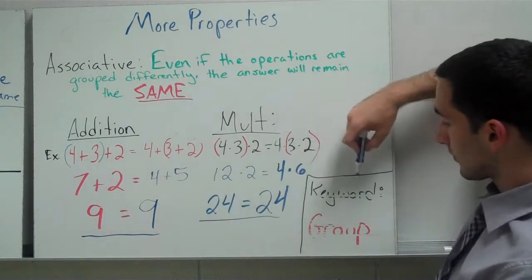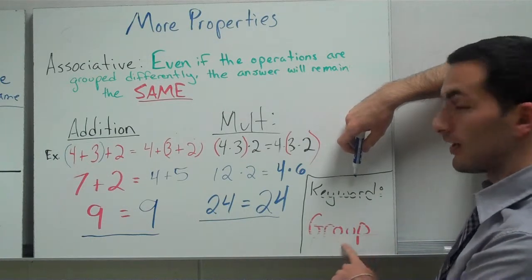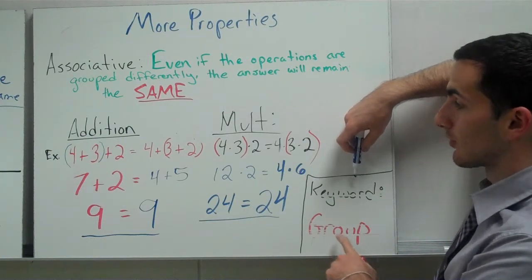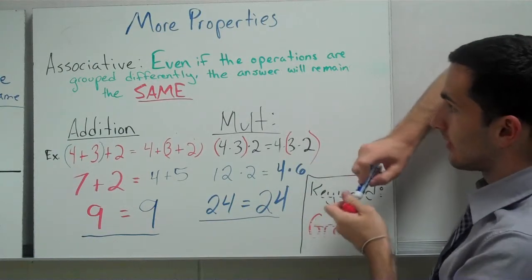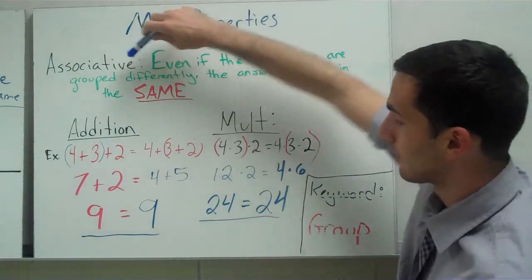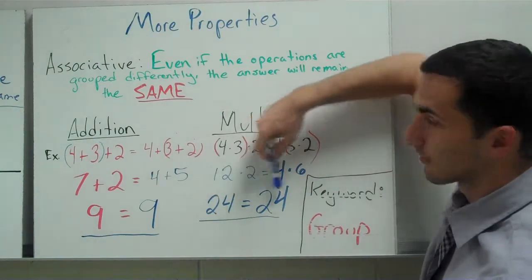So our keyword for this one, in case you hadn't guessed, is group. Even though they're grouped differently, the answer is the same. And that's the associative property. If they're grouped differently, the answer remains the same.